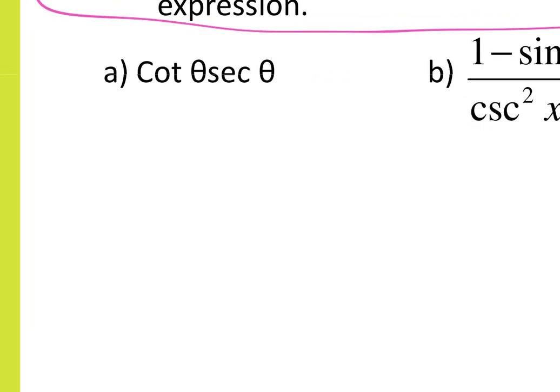So if I look at the first one, I've got cotangent and secant. They're both reciprocal functions, right? What can I rewrite there? Cotangent is 1 over tan of theta, so I can make it 1 over tan. And what's secant? 1 over cosine. So is there anything I can simplify there? No. What else could I do then instead?